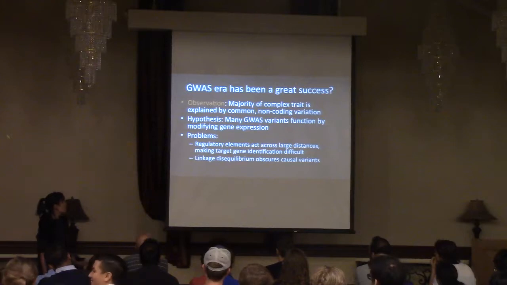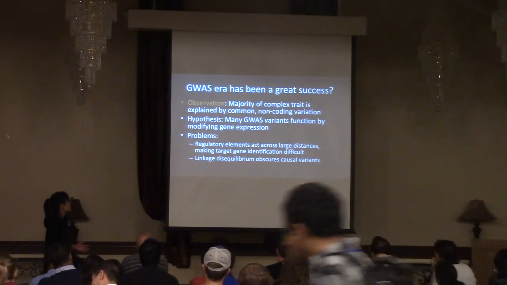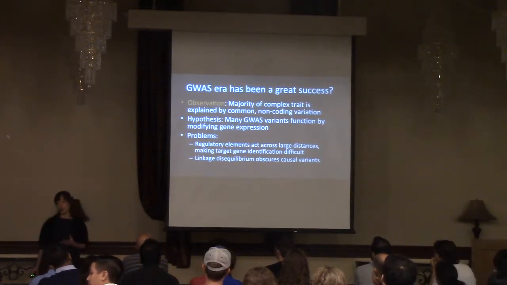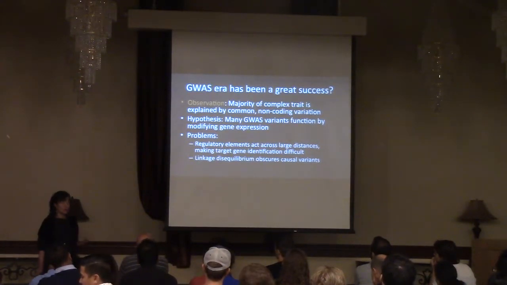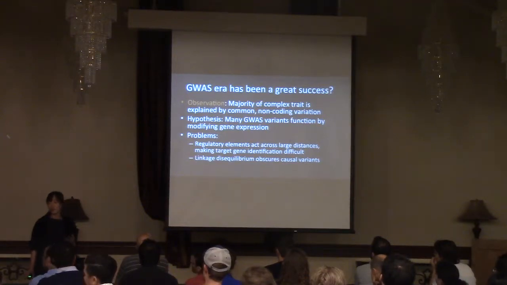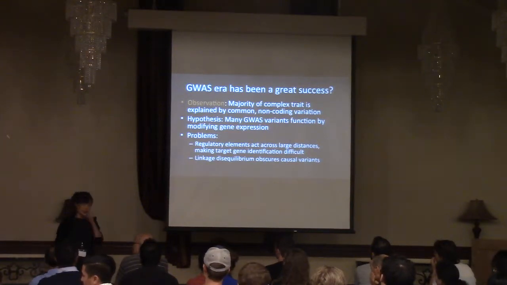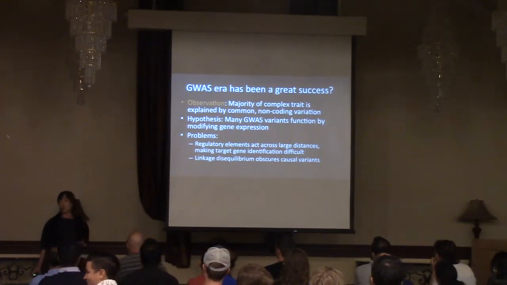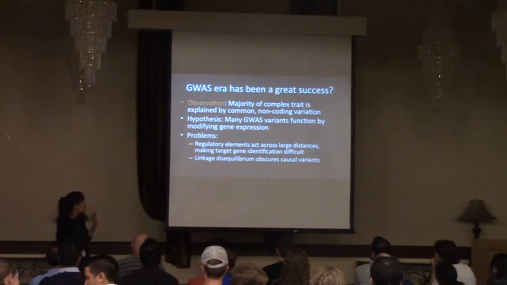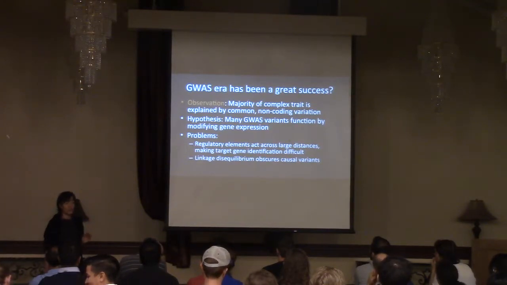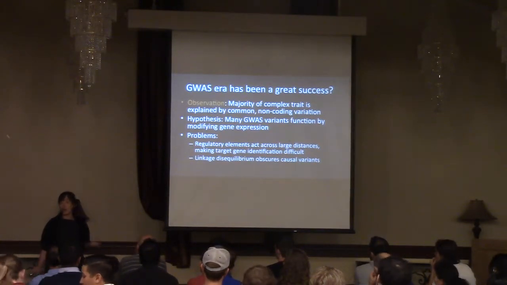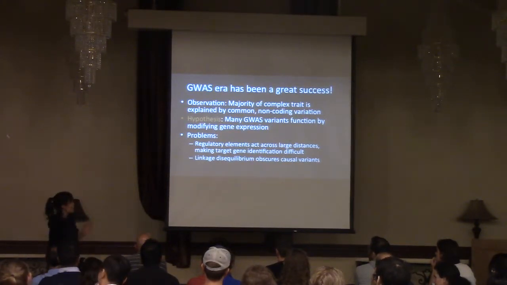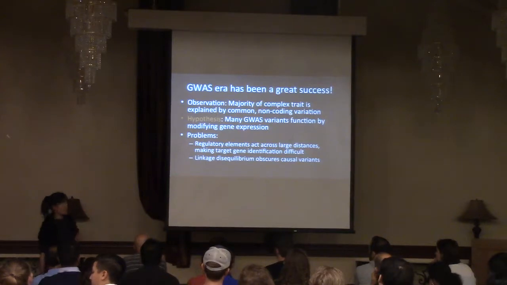So just to give you a little prompt, the GWAS era, we think, has been a great success. The observation, however, is that the majority of complex traits is explained by common and non-coding variation that we know very, very little about. During the course of this retreat, we have been hearing a lot about the non-coding and epigenetic regulation studies that a lot of people are working on, and that is one of the biggest problems that a lot of people are focusing on. Because we know that statistically a lot of these things are important, we just don't know why or how to explain it.